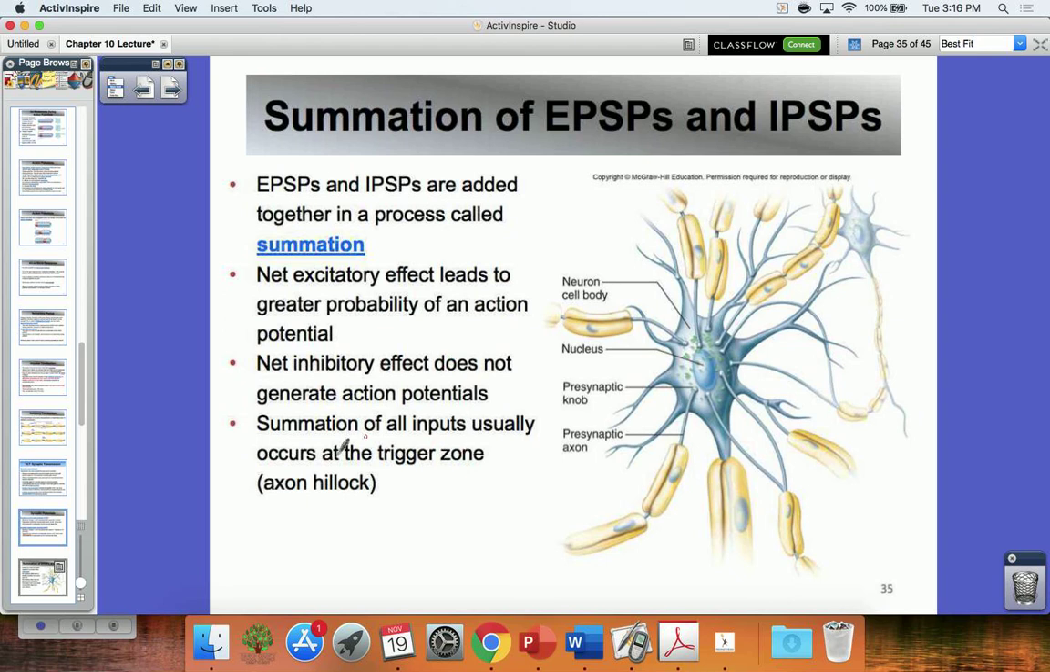Okay, and of course, it's going to determine whether or not the signal is transmitted down that trigger zone, which is what we call the axon hillock, which is the very first part of the axon where it will actually start the nerve impulse if it were to happen, if the summation causes it to reach the threshold.